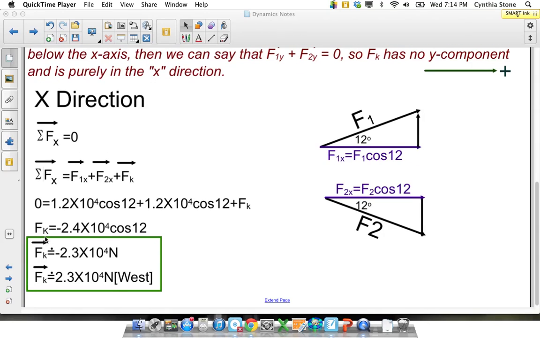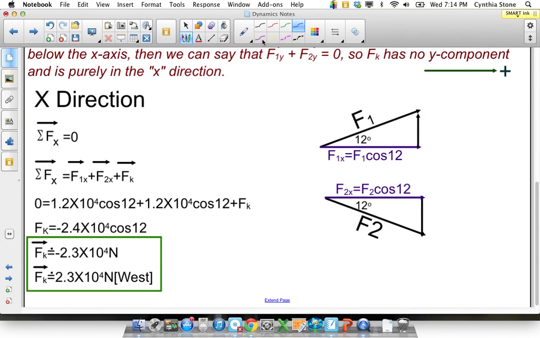So you can solve for FK as negative that. Put it in as a number, and FK is 2.3 times 10 to the 4 newtons west, which is basically the sum of the two horizontal components of the other forces. Okay, I'll put a check mark on it. Looks good to me. It's of the same magnitude, right? Done.